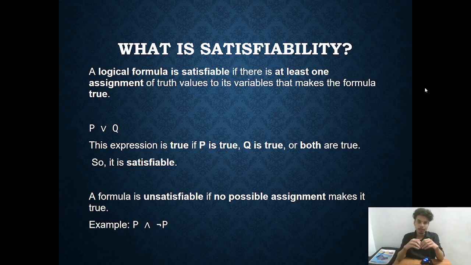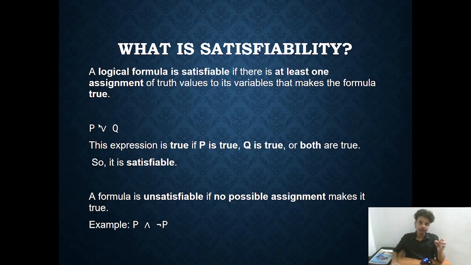So, the next topic is satisfiability of a logical formula. Let's start with the definition. A logical formula is satisfiable if there is at least one assignment of truth values to its variables that makes the formula true. So, this is a formula and it needs to contain at least one value or assignment such that the whole statement becomes true.